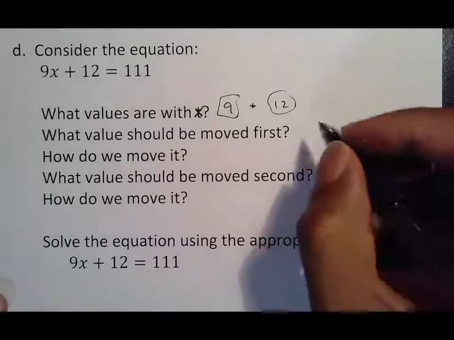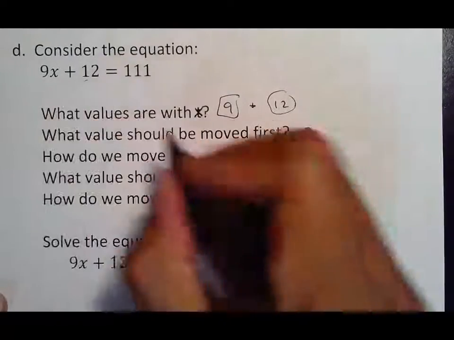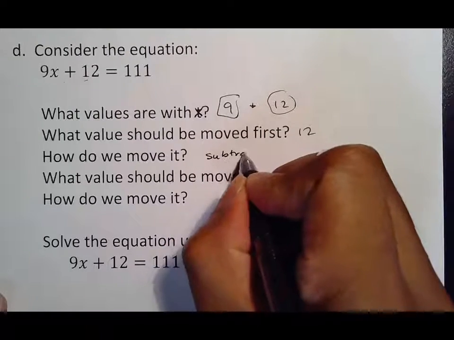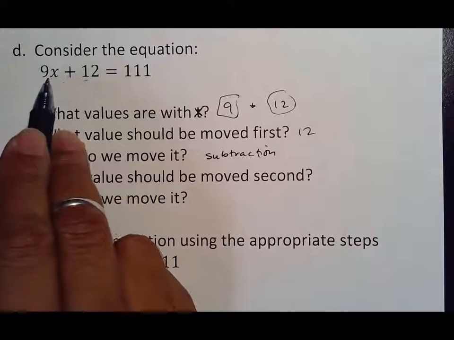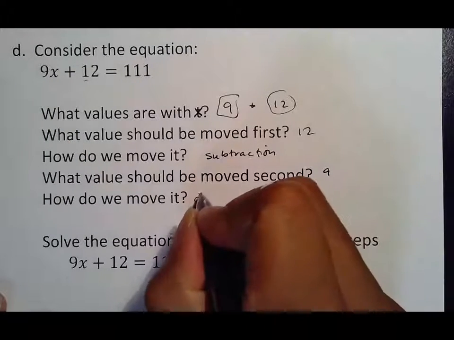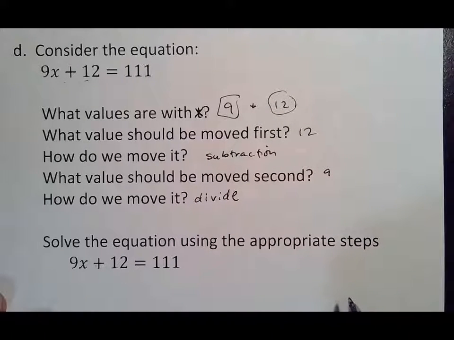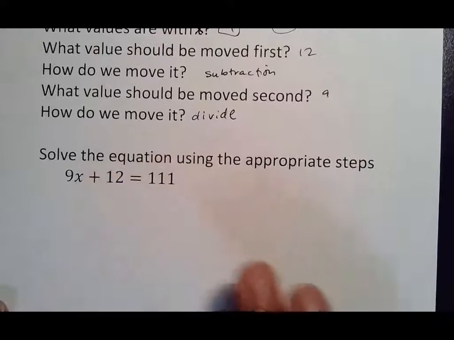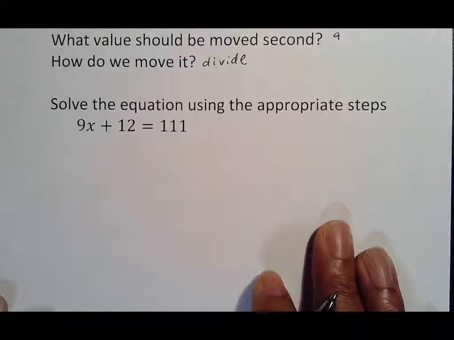What value should be moved first should be the 12, because remember that's your addition subtraction. And because that is added, we want to subtract. The second value moved should be the number that's right next to the x, which is your 9. And the way we move that, because it's being multiplied, is by dividing. And again, copy this down if you're having issues. This is your last example, but I think once you get to the computer and work it out a little bit, you should be able to fight your way to it.